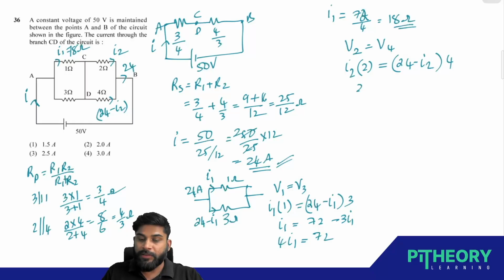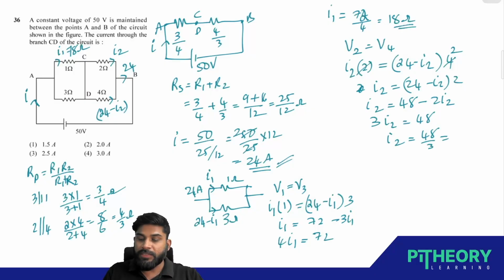We can simplify this. The 2 and 4 you can cancel, it becomes 2. So we get I2 equal to (24 minus I2) into 2, or I2 equal to 48 minus 2I2, or 3I2 equal to 48. You get I2 equal to 48 divided by 3, which is 16 ampere. So what we are seeing here is I2 equal to 16 ampere.